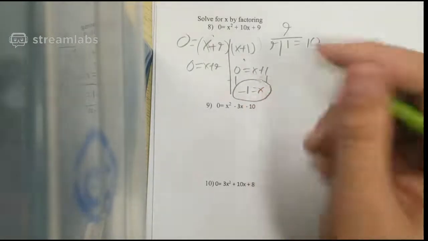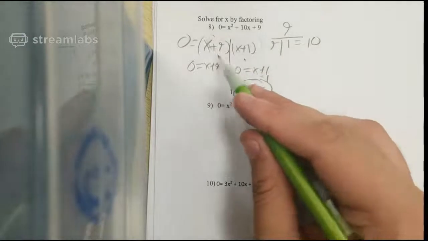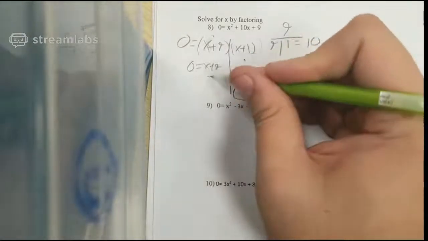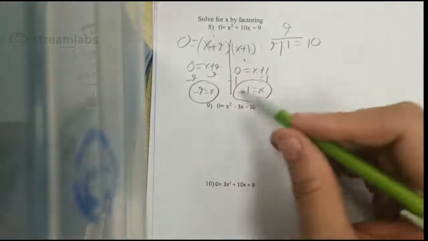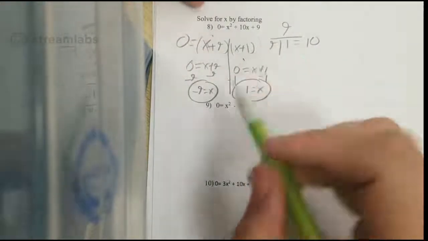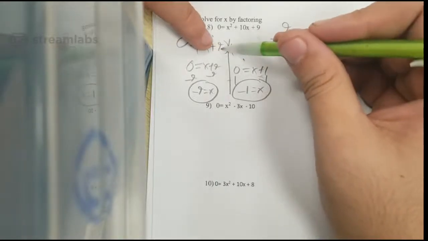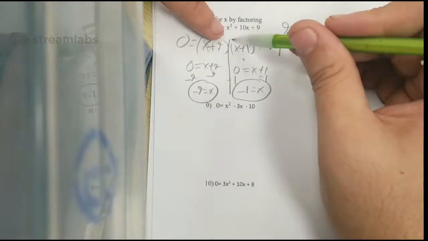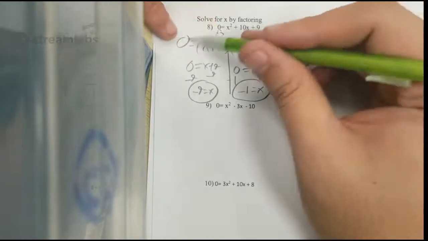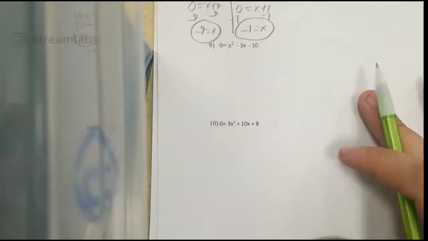So I have minus 1, negative 1 equals x. That's one of my answers. Over here, x plus 9, so minus 9, negative 9 equals x. That's my second answer. Why is that? Because if I plug in a negative 9 here, negative 9 plus 9 is 0. This becomes 0. 0 times, I don't care what this is, will become all 0. So that's why we set each separately to 0.